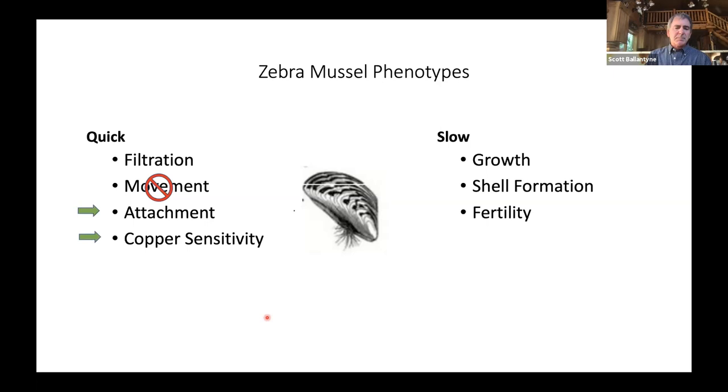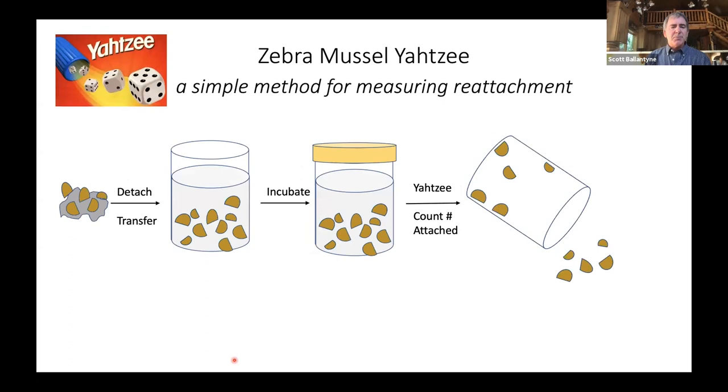Attachment's really important for mussels. They need to attach to their substrate in order to feed and in order to breed. So I came up with a test for what's actually reattachment, which I made this graphic to illustrate. I jokingly call this zebra mussel Yahtzee. Hope you see why. What we do is we pluck the mussels off of their native substrate, drop them into a jar filled with water, and then we incubate, typically for 24 hours.